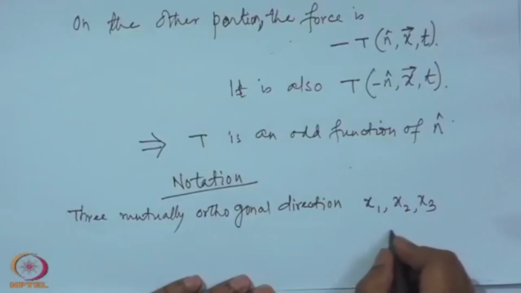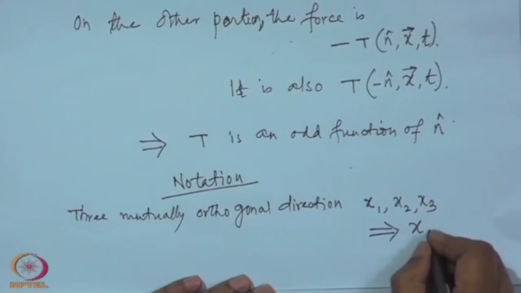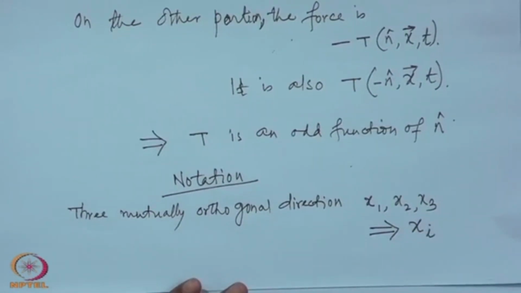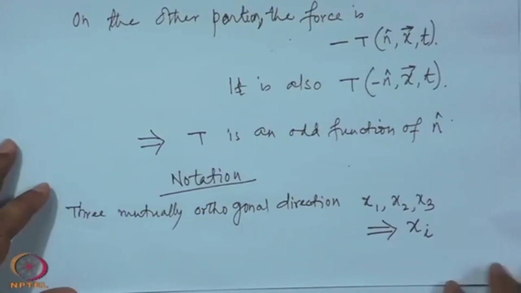and this further we will write usually as x_i. For i equal to 1, 2, 3, they become x1, x2, x3. This is called index notation. In this index notation, all vectors are denoted with a subscript i. A letter with a subscript i represents a vector.